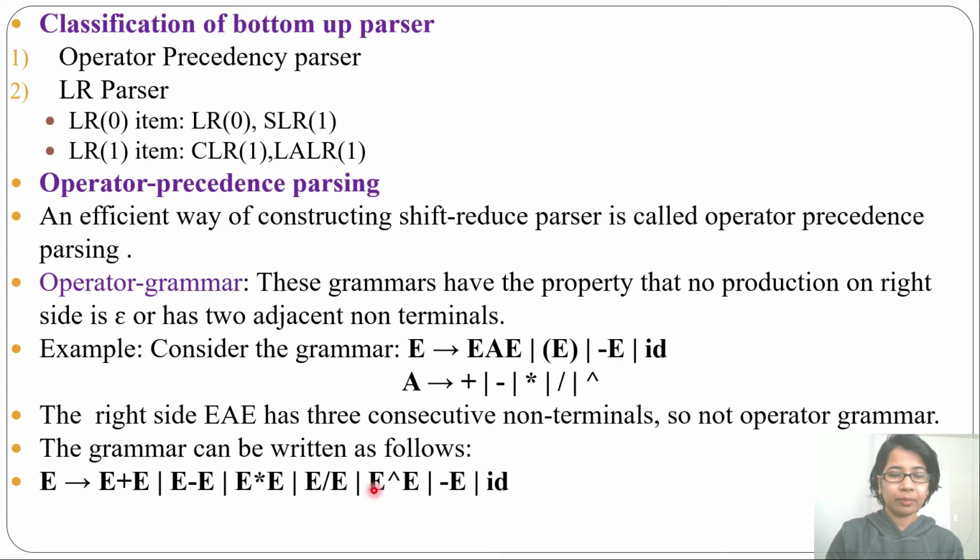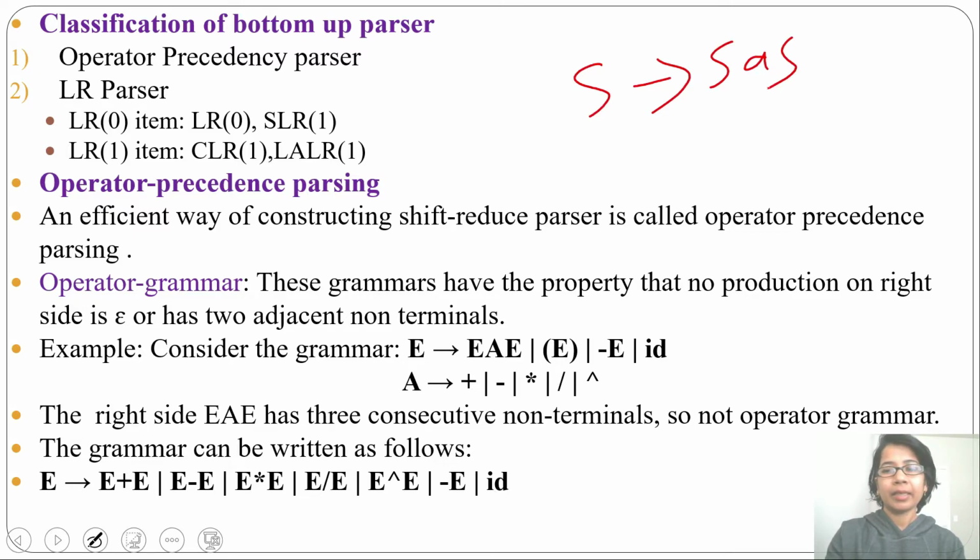Here there is no epsilon production and no two non-terminals are together. Here this is a non-terminal, this is a terminal, this is a non-terminal. So in between every two variables there is a terminal. This is the operator grammar. Even a grammar like this, S derives SAS, that is also an operator grammar. This is a non-terminal, this is a terminal, this is a non-terminal. If there is no epsilon production and no two adjacent non-terminals, then this is an operator grammar. But generally we use operator grammar as a grammar with arithmetic operators.